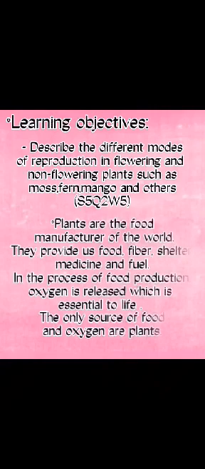Plants are food manufacturers of the world. They provide us food, fiber, shelter, medicine, and fuel. In the process of food production, oxygen is released, which is essential to life. The only source of food and the oxygen are plants. By the way, what is flowering plants?